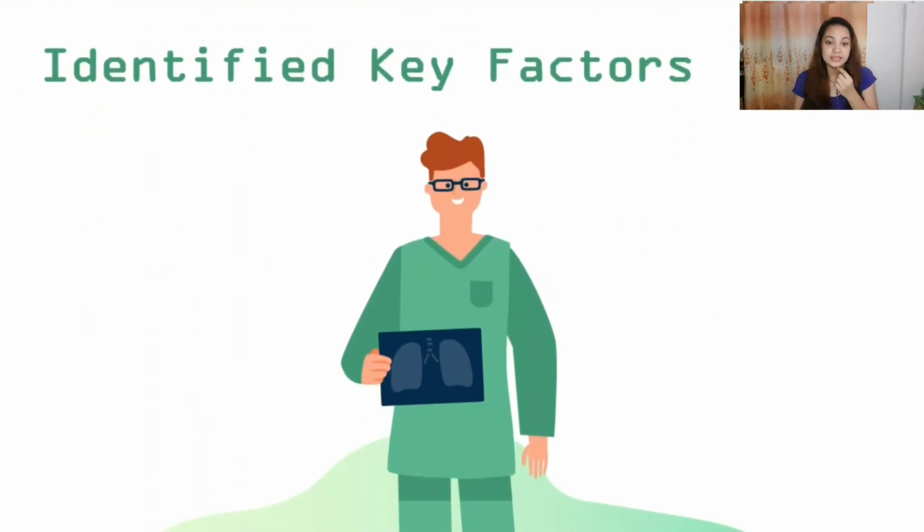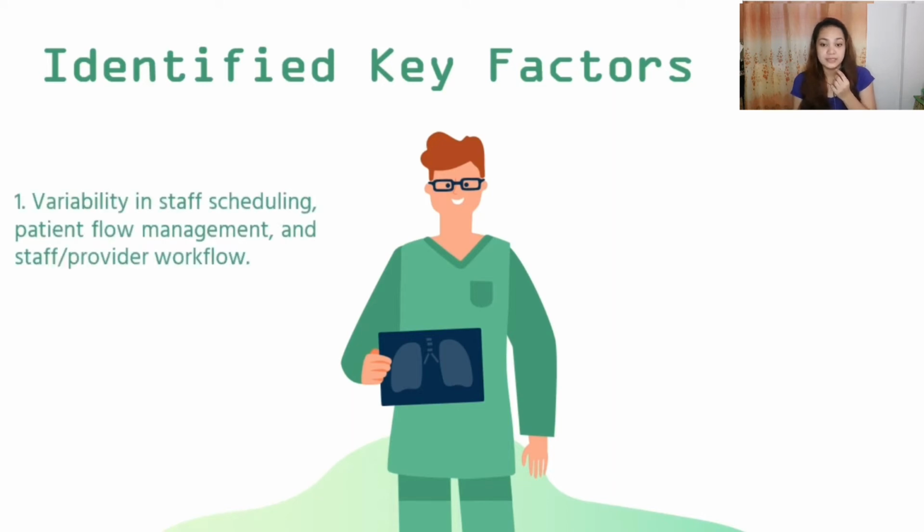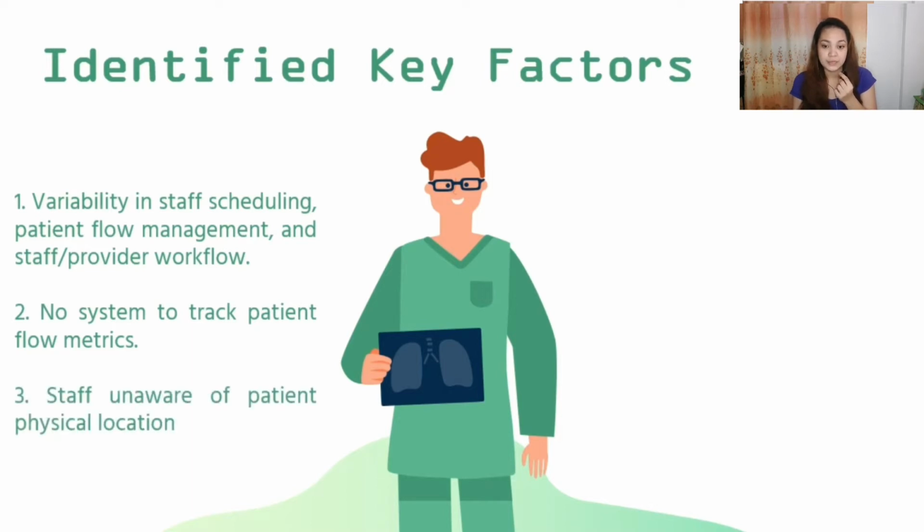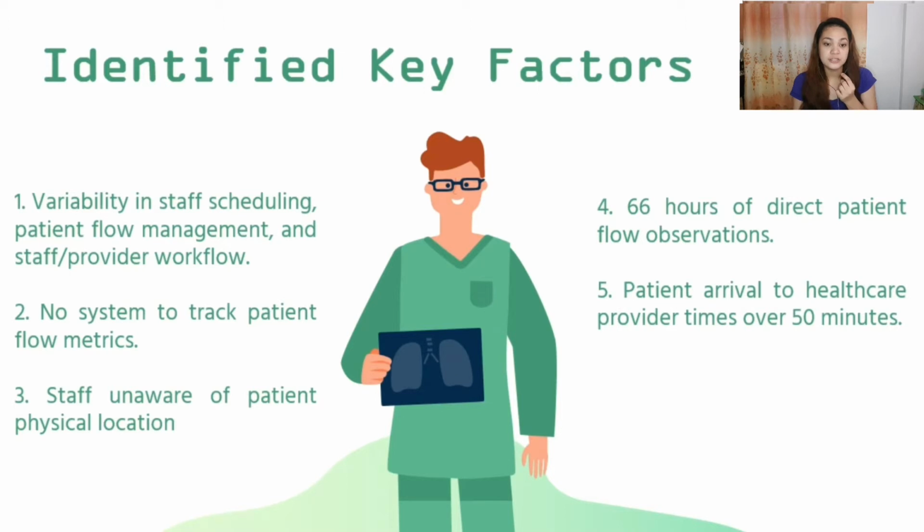The identified key factors and problems are: first, variability in staffing, scheduling, patient flow management, and staff or provider workflow. Next, no system to track patient flow metrics. Third, staff unaware of patient physical location. Fourth, 66 hours of direct patient flow observation. Fifth, patient arrival to healthcare provider times over 50 minutes. And lastly, the length of stay was over 2 hours.